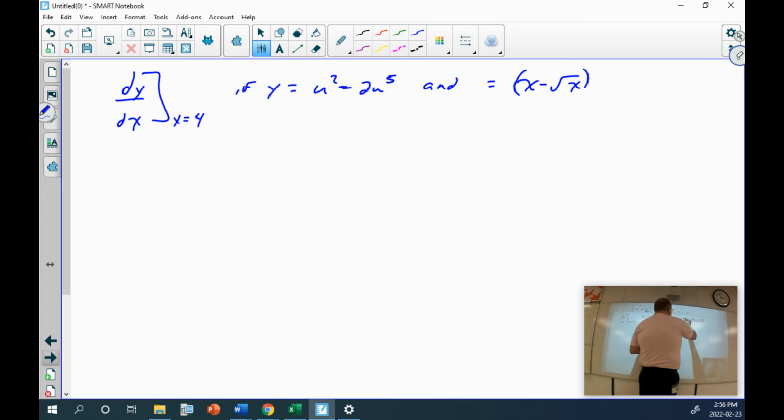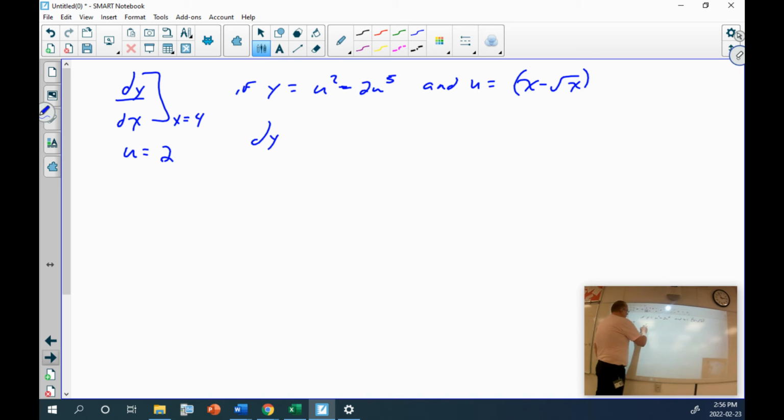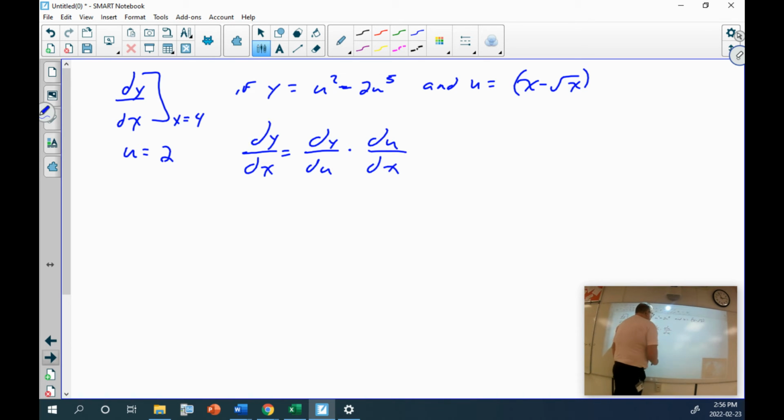So we want to find dy dx. We want to find the slope of this function when x is equal to 4. Well, if x is equal to 4, u is equal to 4 minus the square root of 4, which is 2. So we'll keep that in mind. Okay? We want dy dx. That's dy du times du dx. So the derivative of the outside function times the derivative of the inside function.